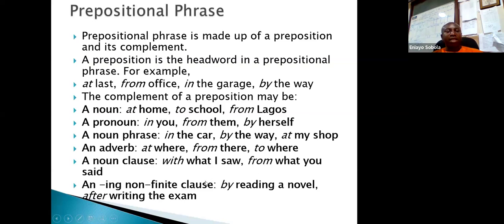And beside that, we have an ing non-finite clause functioning as complement. For example, by reading a novel. By is the preposition, while reading a novel is an ing non-finite clause. After writing the exam. After is a preposition, writing the exam is also a non-finite clause, complementing after.